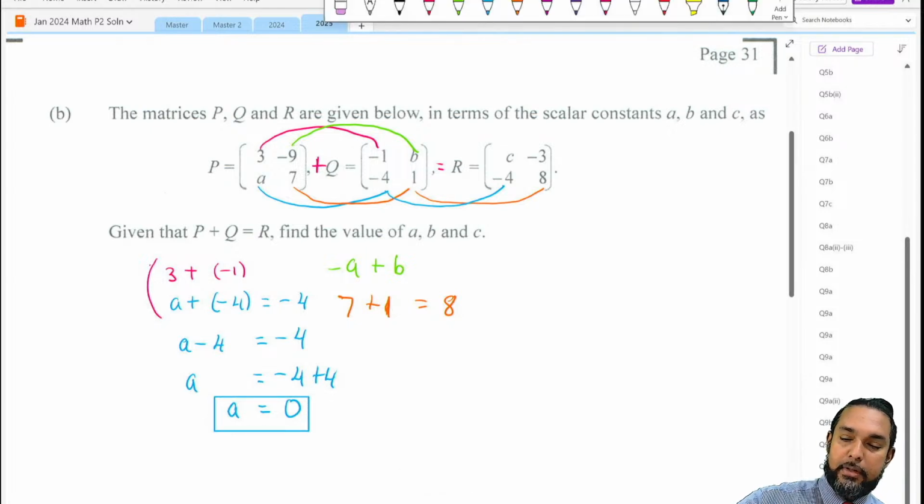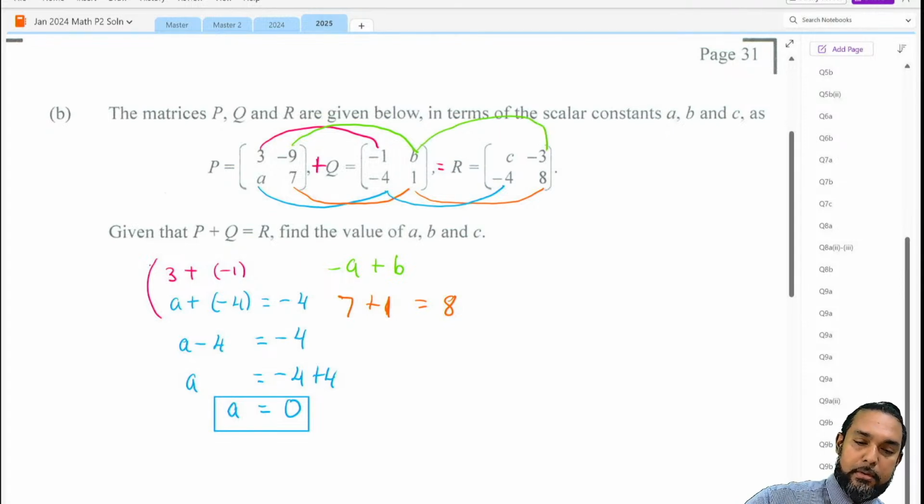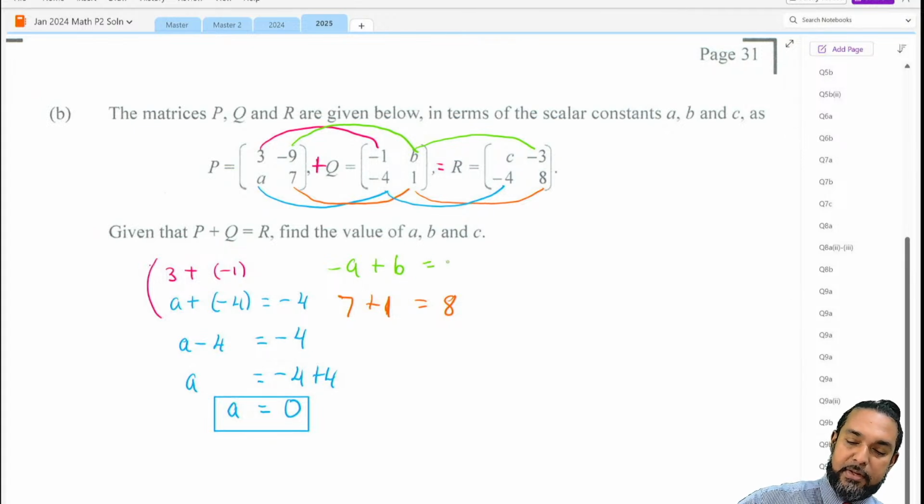Now, the b. Minus 9 plus b is equal to minus 3. So, long story short, if you carry over the minus 9, you have to add 9 to both sides. So b is equal to minus 3 plus 9. So b is equal to 6.